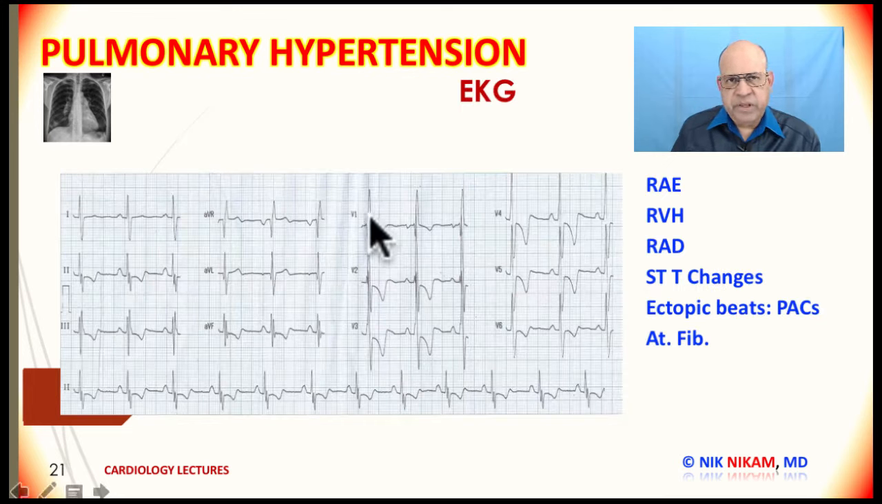In patients with pulmonary hypertension, we can see right atrial enlargement on the electrocardiogram along with right ventricular hypertrophy and strain pattern. There may also be right axis deviation, as we can see here in this electrocardiogram, and some ST-T changes related to right ventricular strain. These patients can also develop atrial fibrillation and PACs due to enlargement of the right atrium.